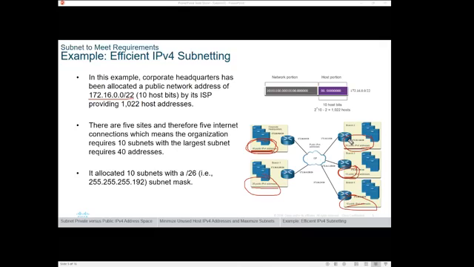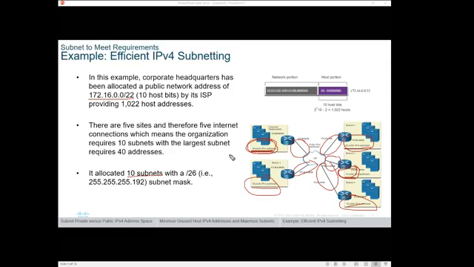Okay, now 5 networks does not mean we only need to create 5 subnets. You have another network here. That's another network. That's another network. And another one here. That's how we end up with 10 subnets altogether. Okay, and each of those 10 subnets will end up with a /26 subnet mask.